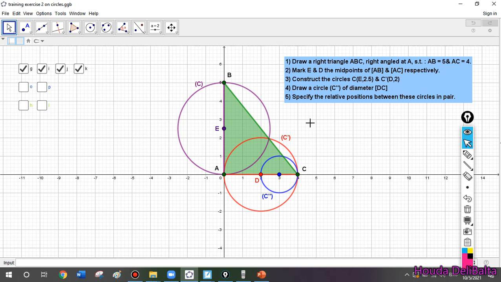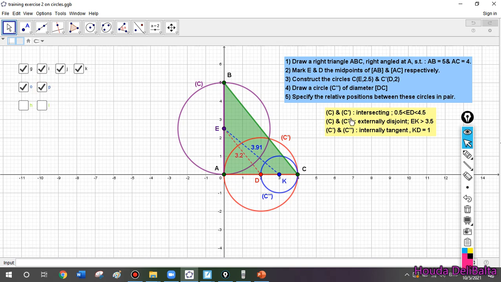Now let's specify the relative positions between these circles and pair, each 2 together. So 2 by 2, that's what we mean by pair. First of all, let me join the centers because we care about the centers. So I joined the centers E, D, E and K, and D and K are already joined.